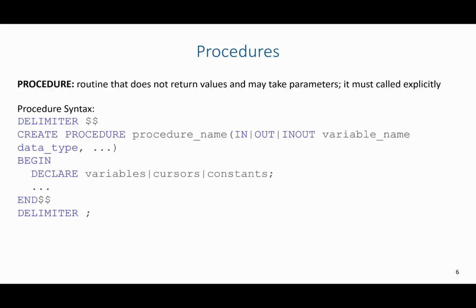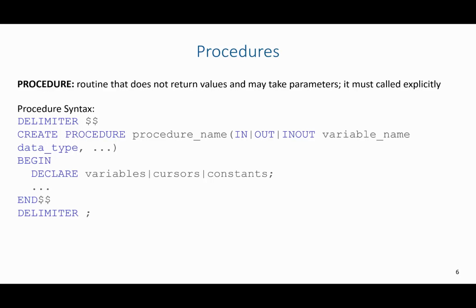So there are three types of parameters that we can pass in the procedure. We can pass an in variable, an out variable, or an in-out variable. So an in variable means that we're going to pass in a value, and then when the procedure is done, that in variable is going to return back to the original value. It's not going to change even if the procedure changes that value.